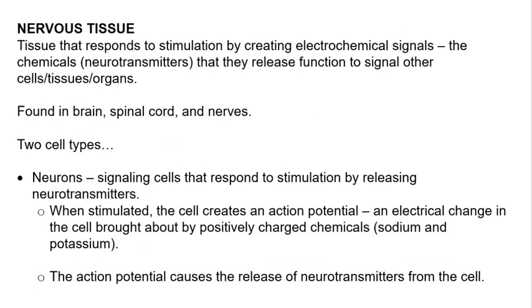Nervous tissue is the last of the four tissue types that we will study. It is tissue that responds to a stimulus by creating an electrical signal called an action potential, and ultimately it's that action potential that causes the release of a chemical called a neurotransmitter from nervous tissue. It's the neurotransmitter then that signals other cells, tissues, and organs in order to change what that structure is doing or to alter some aspect of its maintenance of homeostasis.